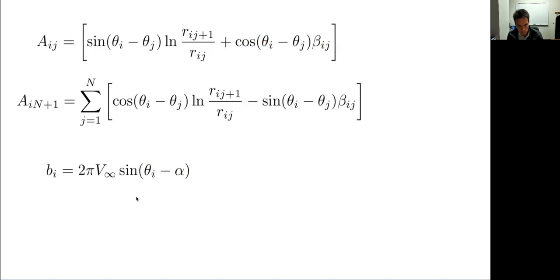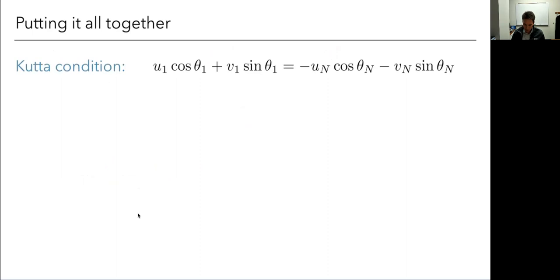Okay. But I have one more equation that I need to put in. That's the cutter condition. It's the exact same process. This is the cutter condition. We already know the U's and the V's, so I plug all those in. Once I substitute them in, I will get something that looks like this. And we'll call these new coefficients N plus 1 J, again, for reasons we'll see in a minute.